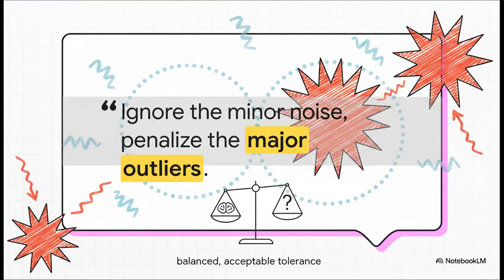Here's the issue. When dealing with multiple intertwined variables, polynomials run the risk of wild, catastrophic overfitting. We need a totally new mindset, an upgrade to our toolkit. Support vector regression, or SVR, is built on something called epsilon insensitive loss. The psychological rule for the model is simply this: ignore the minor noise and heavily penalize the major outliers. We're shifting our focus entirely away from trying to exactly fit every single data point, and instead, we're trying to find a balanced, acceptable tolerance.